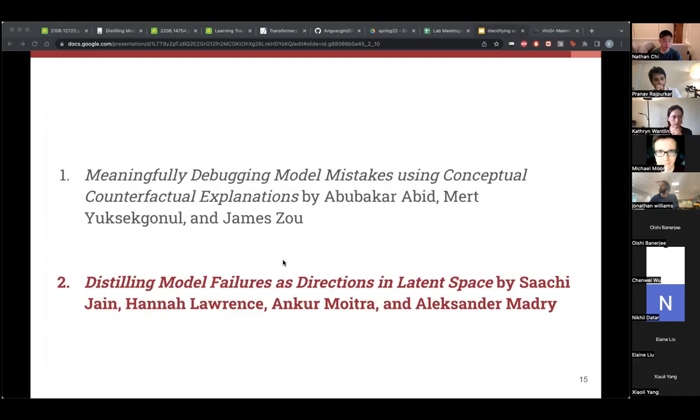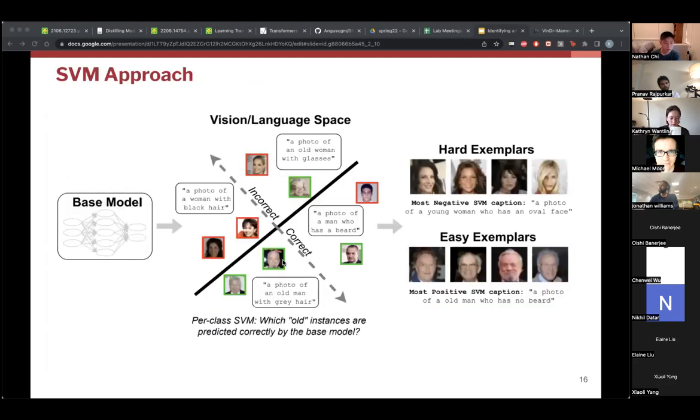Yeah, and sort of the other very related work also in the space of interpretability for model correction is this distilling model failures as directions in latent space work. So they also take an SVM approach, but it's slightly different in that it doesn't rely on concepts itself.